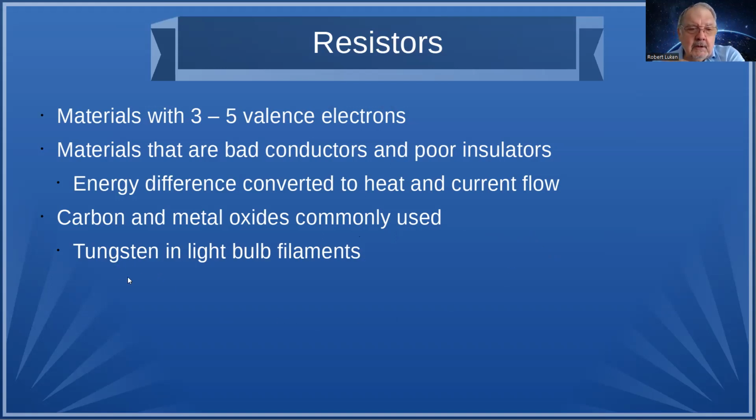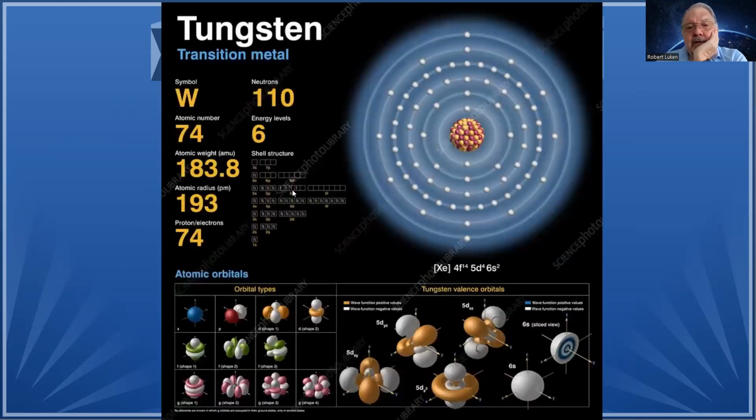And tungsten is, well, I guess they're still using tungsten or some tungsten alloys for light bulb filaments in the old-fashioned light bulbs. And there's our tungsten, but it's a very large, heavy atom. It has 2 valence electrons.